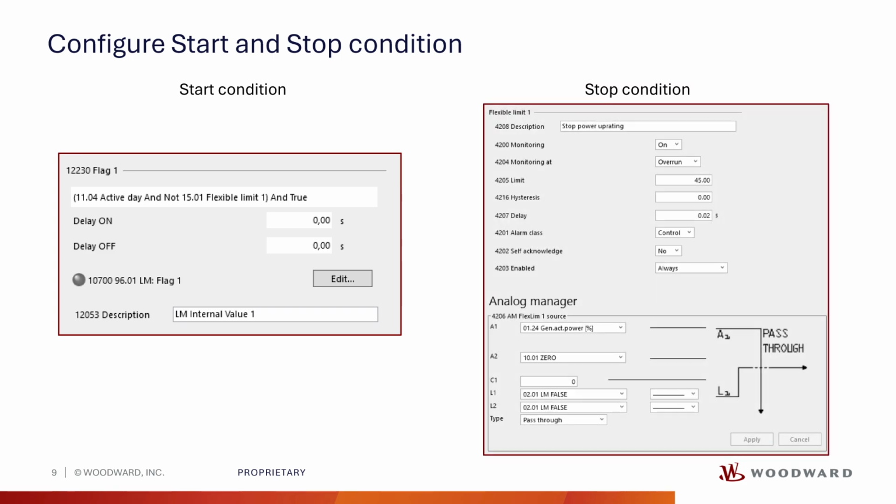To avoid overloading the generator, it is necessary to set the maximum limit to which its power can be uprated. This requires configuring the limit in the flexible limits and in its corresponding analog manager. In our case, the power limit is 45%, and the monitored value is the total active power of the generator. If this limit is exceeded, the uprating will not start, or it will be stopped if already in progress.